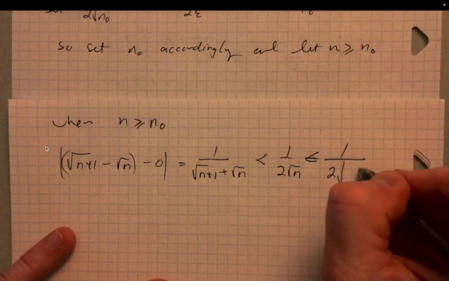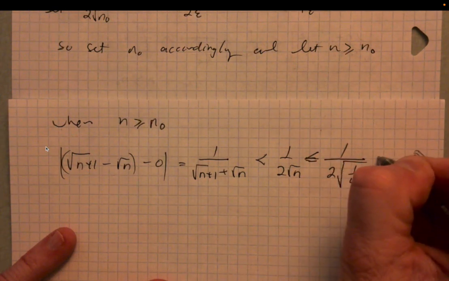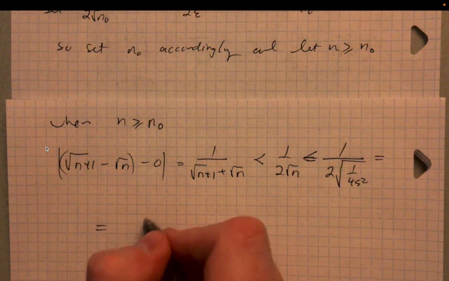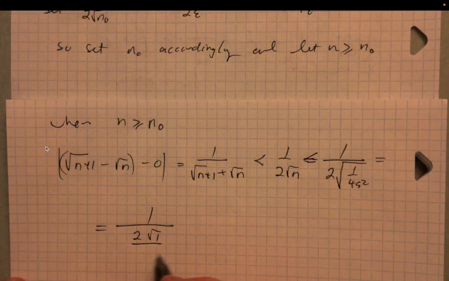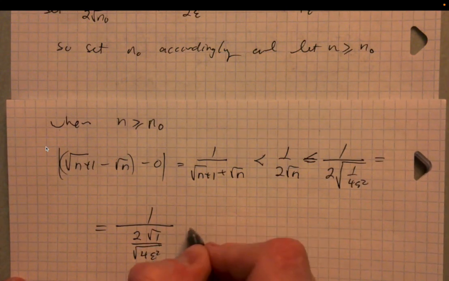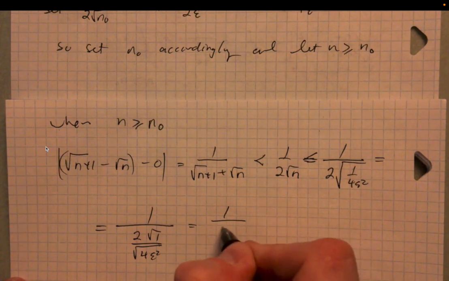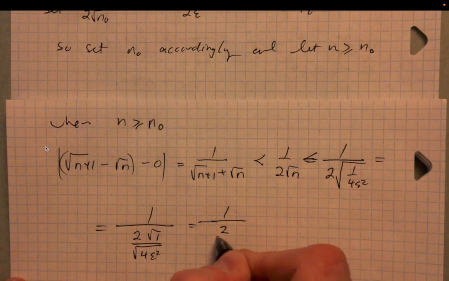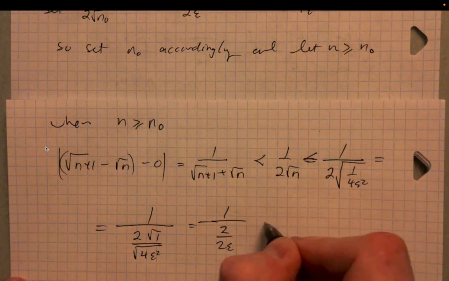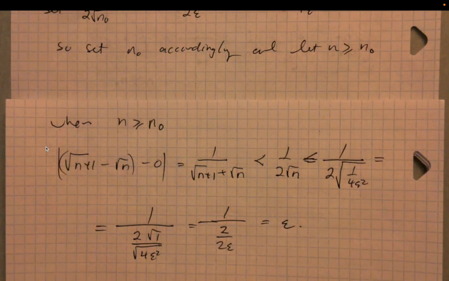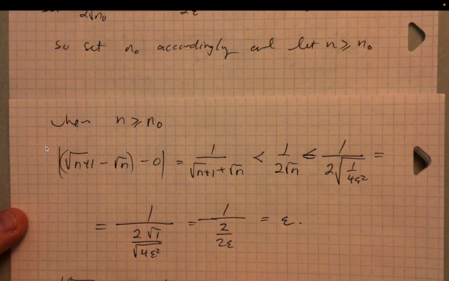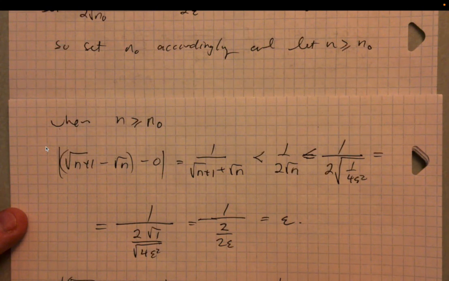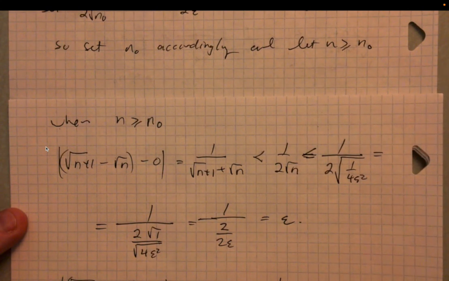So this is the square root of 1 over 4 epsilon squared, and the math can be a little weird here, right? But it all works out. So this would be 2 times the square root of 1 over 4 epsilon squared. So of course you get 1 over 2 over twice epsilon, and that equals epsilon. Right, so the important thing here is that we can see that the square root of n plus 1 minus the square root of n, minus 0, is less than epsilon whenever n is greater than or equal to n naught.